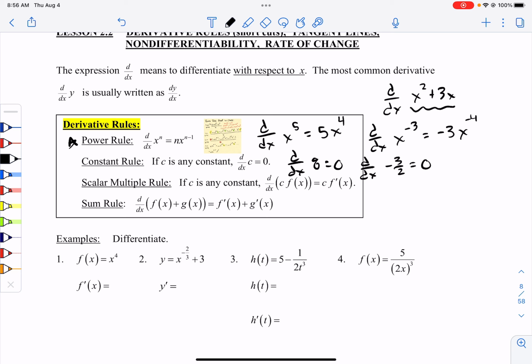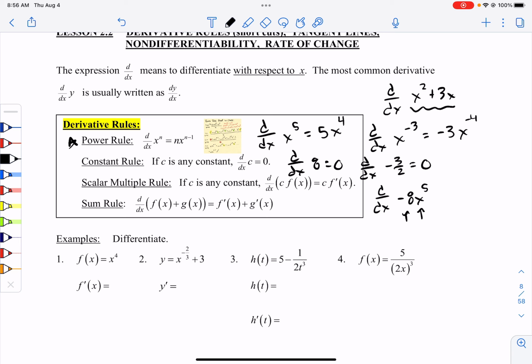The next rule, scalar multiple rule. If c is a constant, then the derivative of c multiplied by a function is equal to c multiplied by the derivative. And I don't like this rule because it looks a lot harder than it is. The derivative of, let's say, -8x to the 5th. I have a constant being multiplied by a function, x to the 5th.